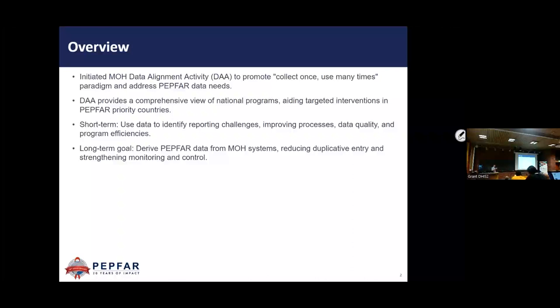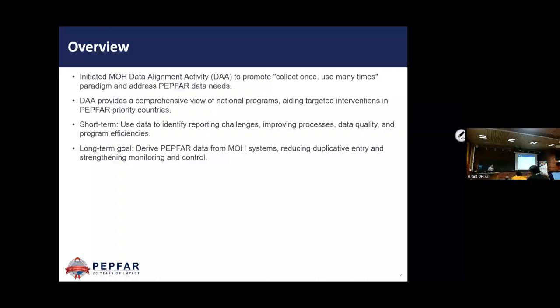However, for the MOH alignment, we started small. We started a little over 5 years ago with 11 countries from the PEPFAR priority list. The PEPFAR priority country list is 23 countries, which make up, I think, over 80% of PEPFAR support. And now we support 23 countries through the DAA alignment.